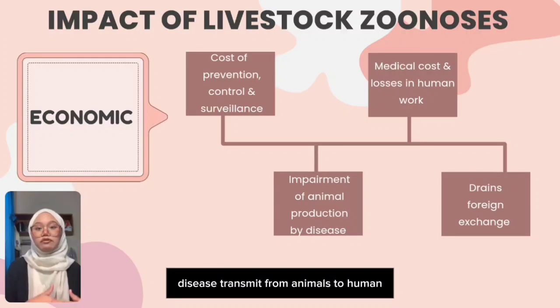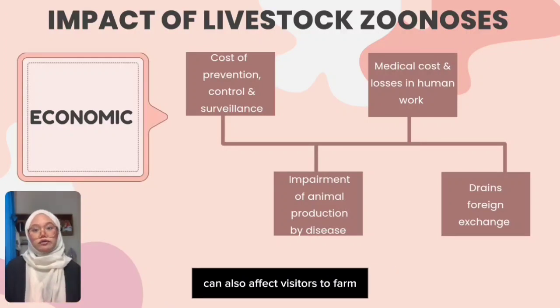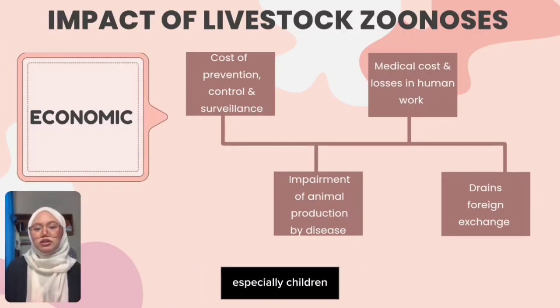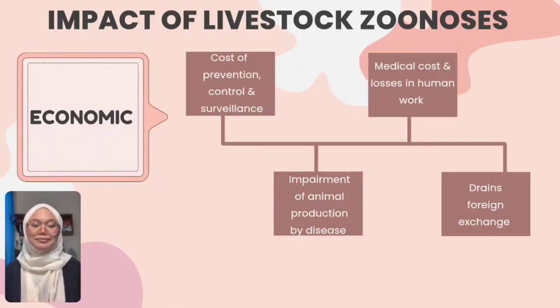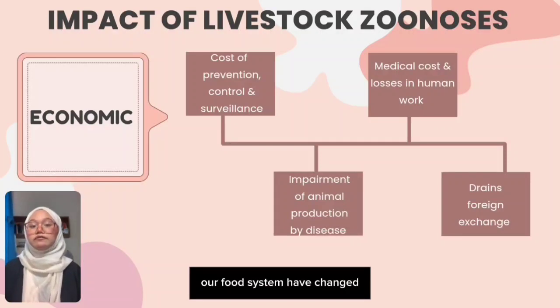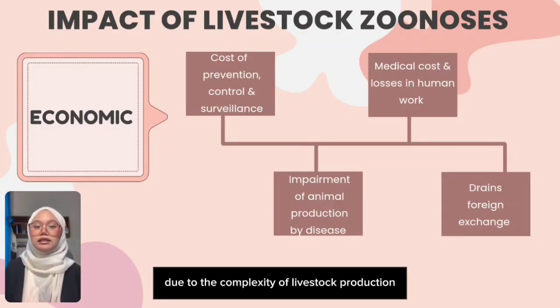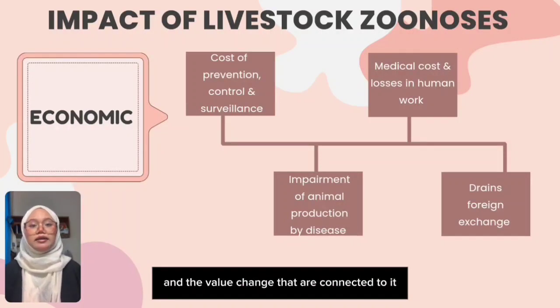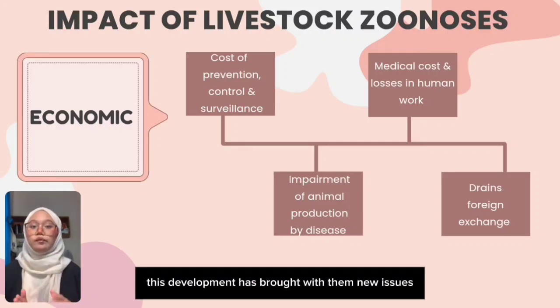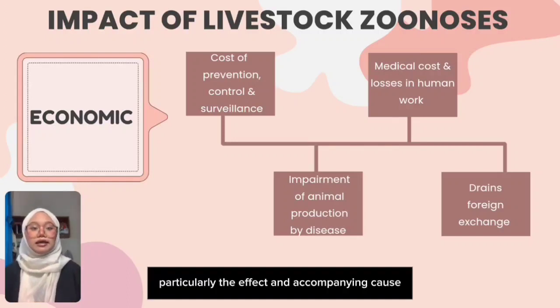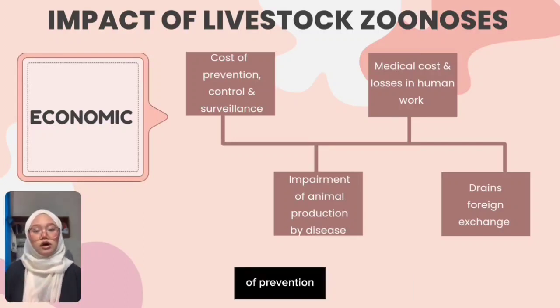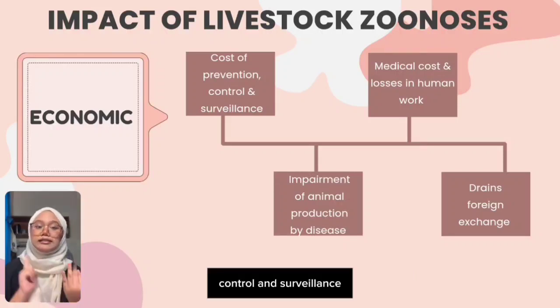Diseases transmitted from animals to humans can also affect visitors to farms, especially children or the elderly who are vulnerable to infection. Our food system has changed due to the complexity of livestock production and the value chains connected to it. These developments have brought new issues related to zoonotic illness, particularly their effect and the accompanying costs of prevention, control, and surveillance.